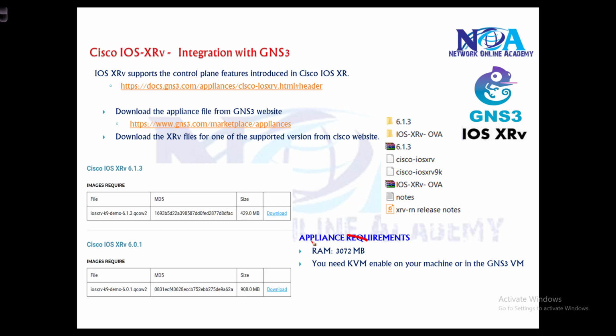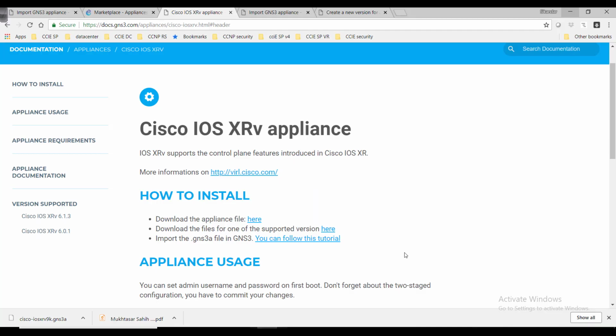Now the basic prerequisites for the appliance to run: you need to have at least 4 GB of RAM allocated for each device, and you must also have the KVM feature enabled inside your machine. We already did this in the GNS3 VM in general. So at this point of time, I have GNS3 pre-configured and installed as per the requirements.